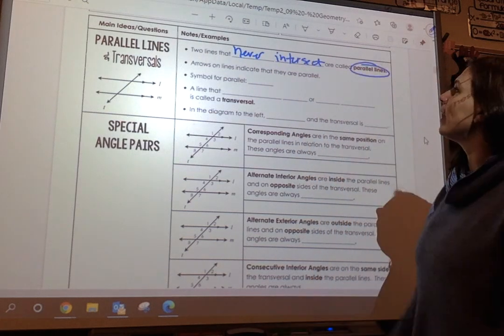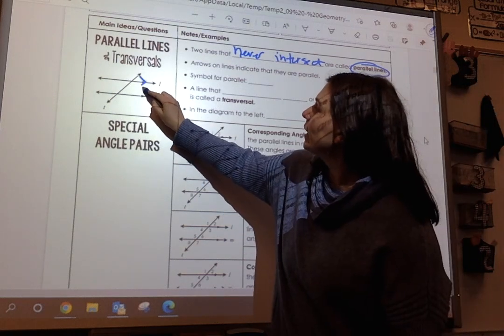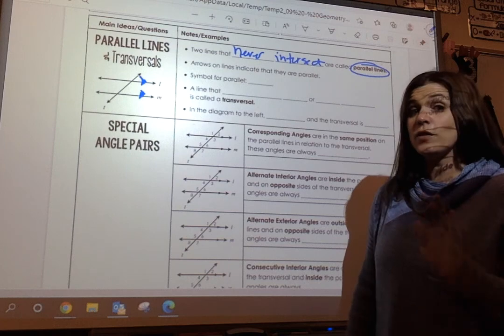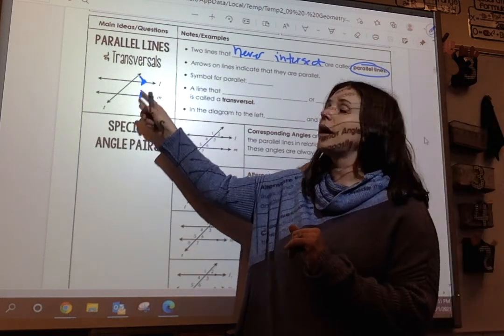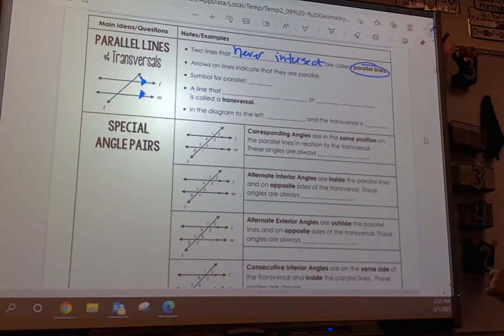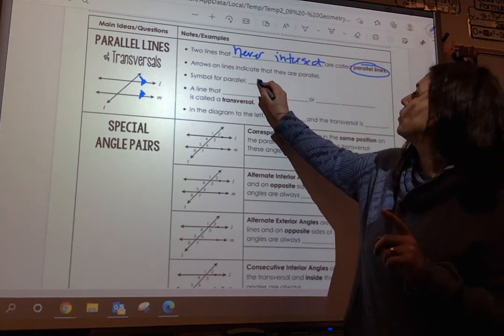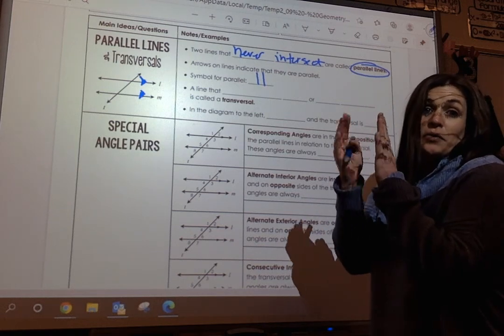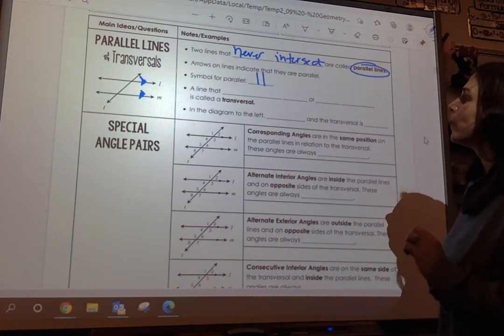are called parallel lines. These arrows right here tell the reader that those lines are parallel. If those arrows weren't on there, we could not assume that they're parallel. Only these markings make it parallel, okay? And the symbol that we use looks like two lowercase l's right beside each other. So that's our symbol for parallel.